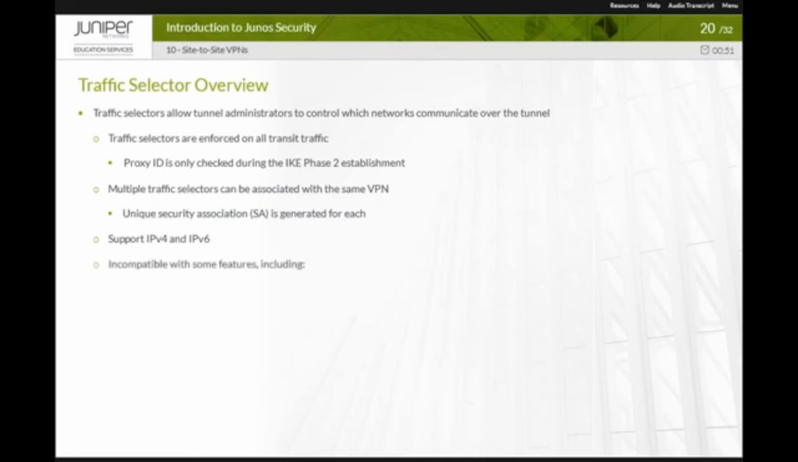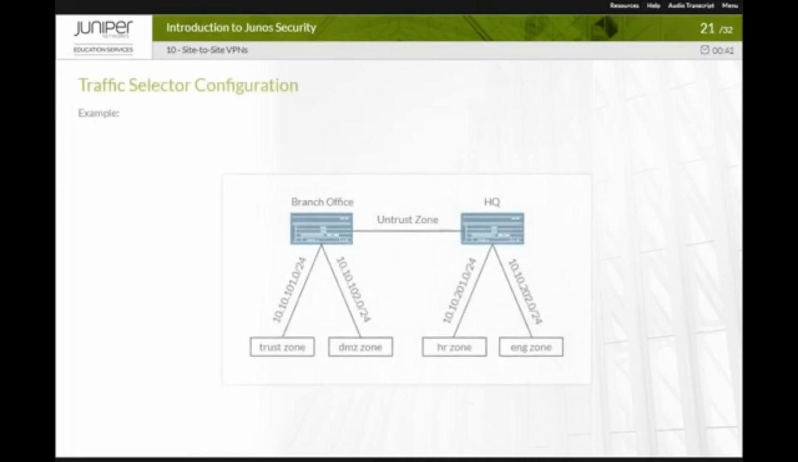However, there are several features that are not compatible with traffic selectors. These include proxy ID and point-to-multipoint, or P2MP, ST0 interfaces. The configuration for traffic selectors is shown here. In this example, the branch office and HQ devices have established a VPN tunnel through the untrust zone. The branch office and HQ devices each have two internal networks. However, only traffic for one network on each side is to be allowed through the tunnel.